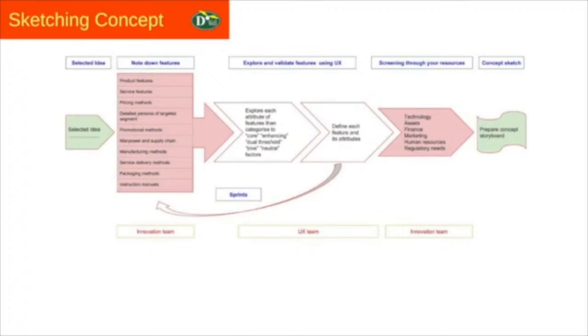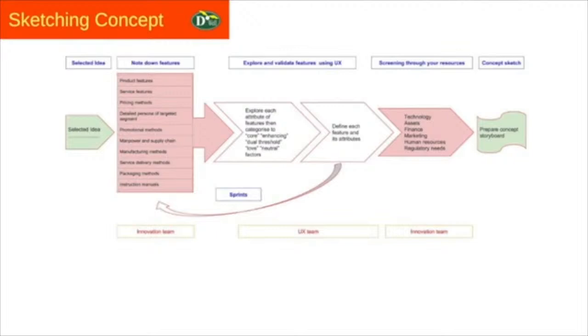What will the UX team do? The UX team will analyze all the attributes and features, then categorize them into core factors, enhancing factors, dual threshold factors, love factors, and neutral factors. It's explained here. I will give some explanation of what is meant by core factors. Core factors are the basic factors of the product. This is the definition of the product.